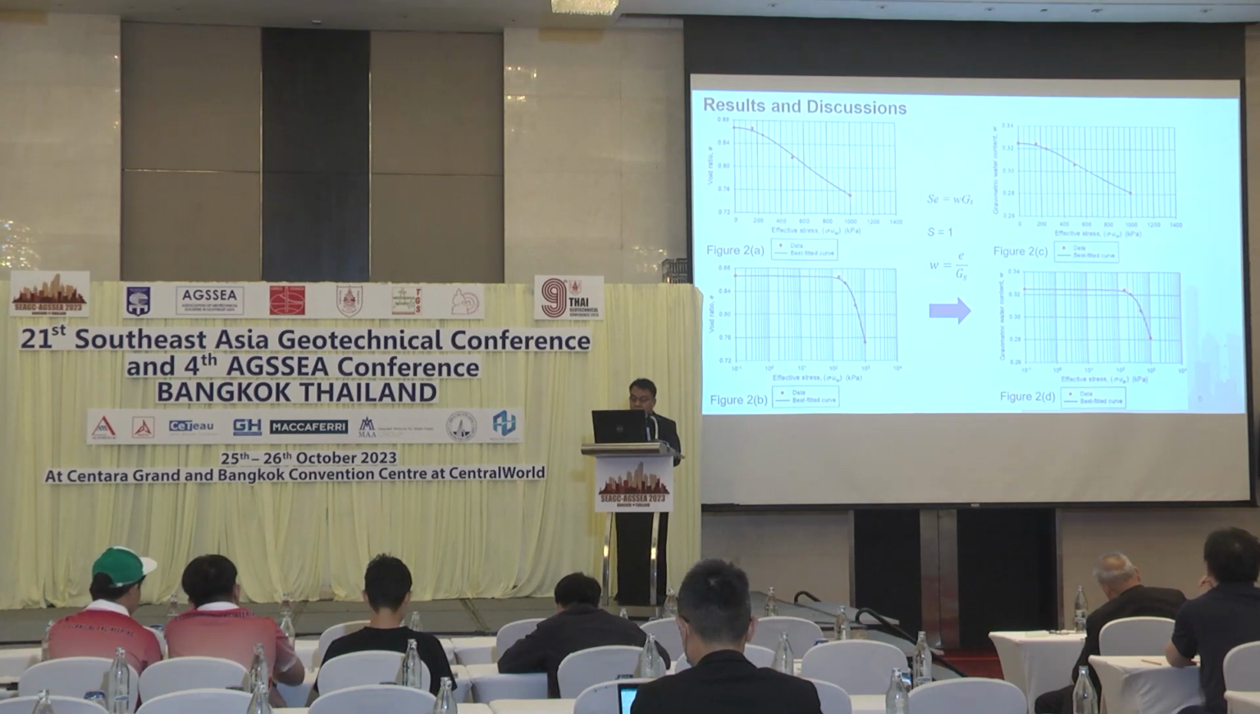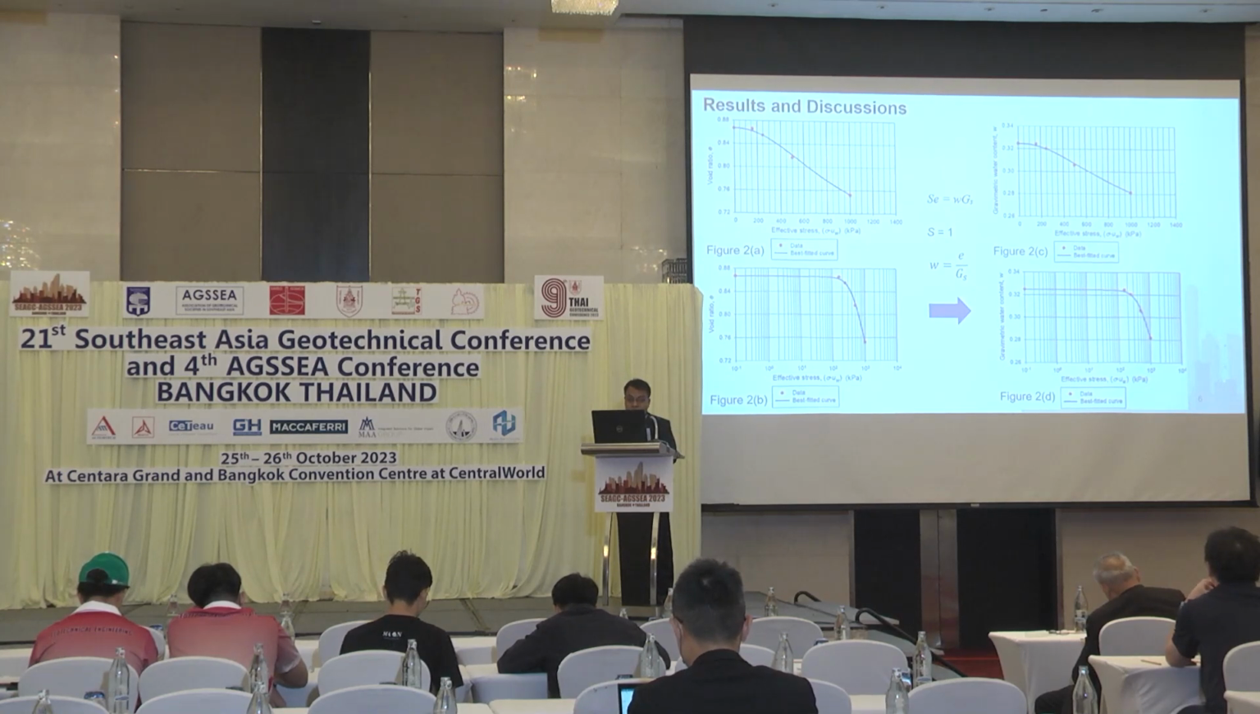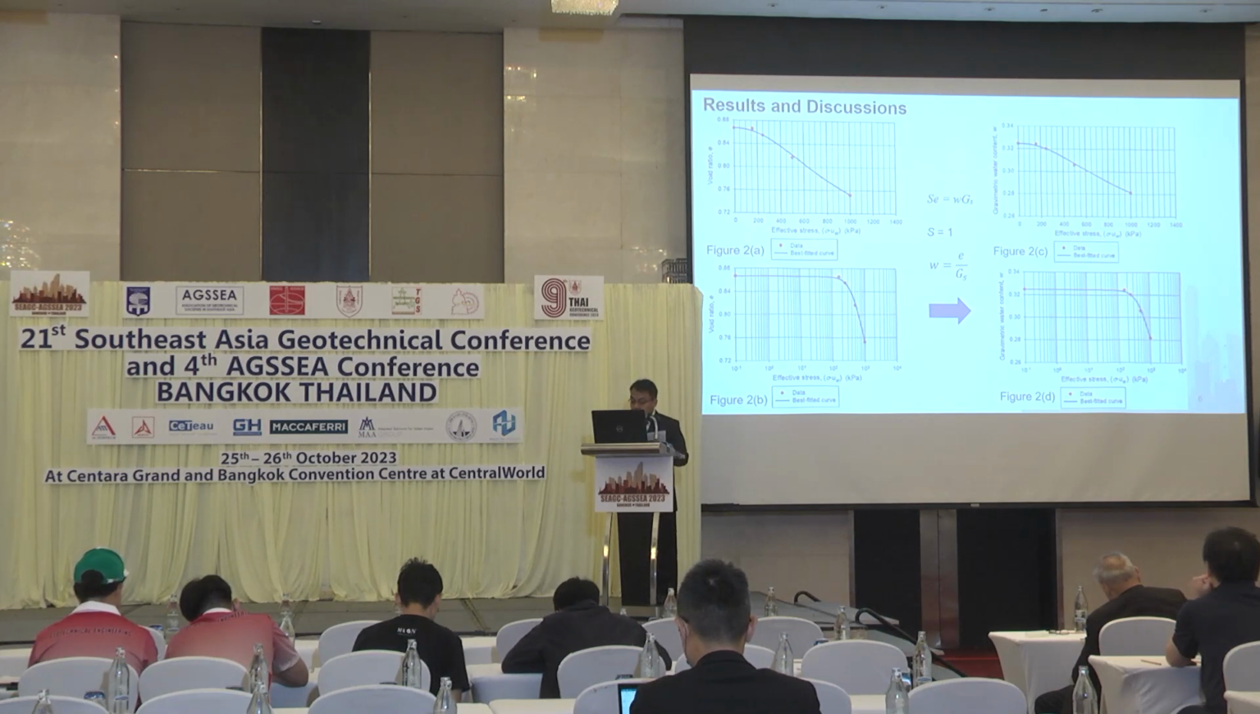The basic relationship in soil mechanics was then used, that is degree of saturation times void ratio equals water content times specific gravity. Since in the consolidation test the soil is saturated, the degree of saturation is equal to 1. Thus, the gravimetric water content can be calculated using the relationship of water content equals void ratio divided by specific gravity. The results are shown in figures 2C and 2D. Figure 2C is the curve of gravimetric water content versus effective stress in arithmetic plot, whereas figure 2D is the curve of gravimetric water content versus effective stress in semi-logarithmic plot.